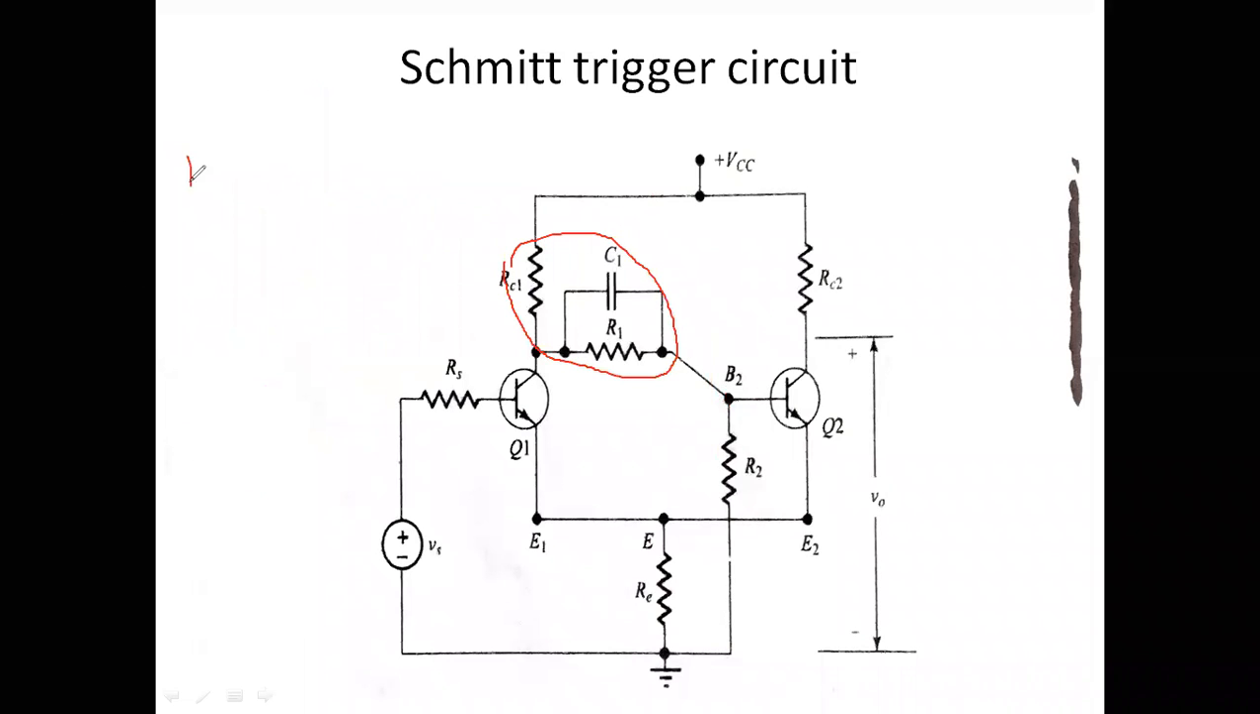Therefore, RB is nothing but your terminal equivalent resistance. Terminal equivalent resistance is nothing but R2 into (RC1 plus R1), divided by the parallel combination, simply RC1 plus R1 plus R2. Okay. Once note down these equations.